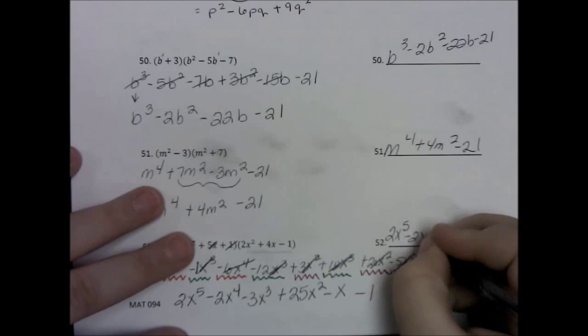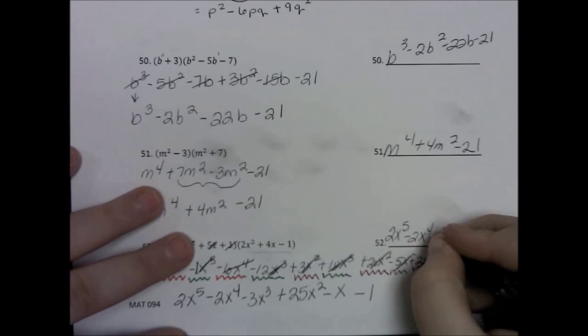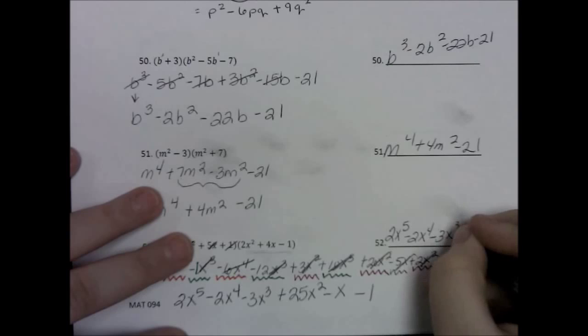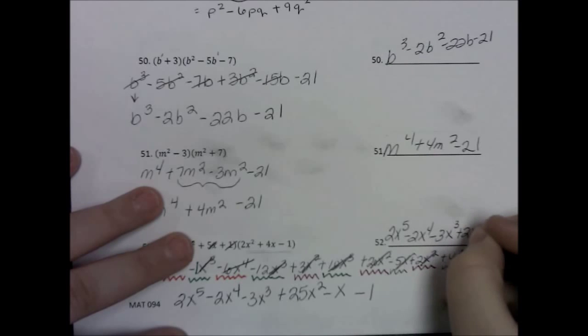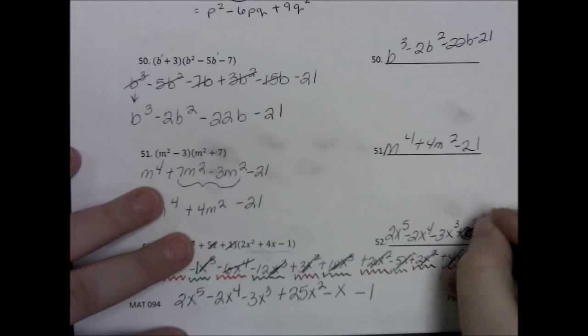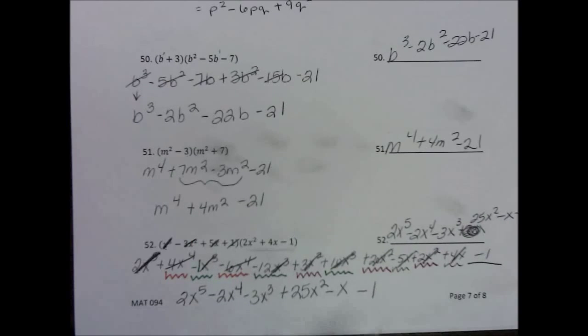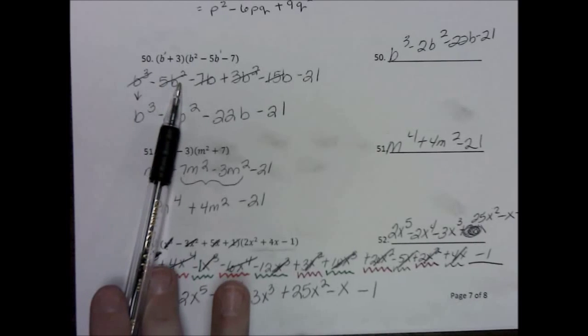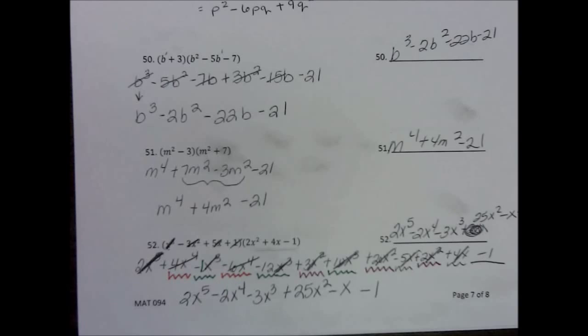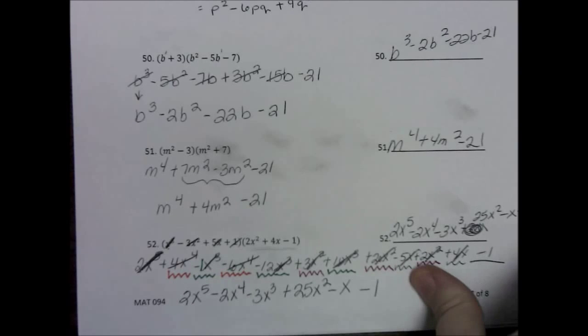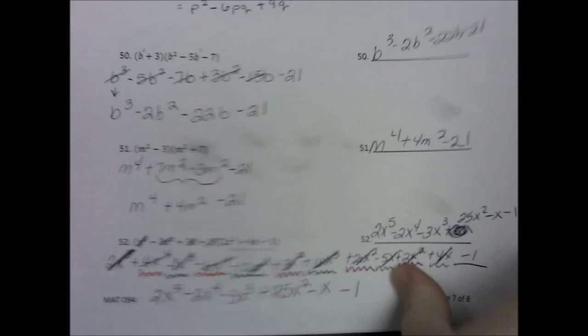Now if you had a problem like this on the test, it would probably be more like a bonus, but, oops. If you had one like this on the test, it would probably be more like number 50 for a regular problem, and then 52 would be more like a bonus. So that concludes page 7 of the study guide.